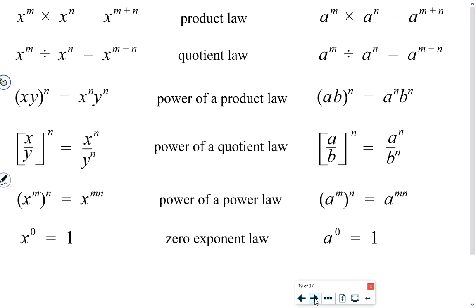So those are all of the exponent laws, and it doesn't matter what letters we use as long as the rule is consistent. In other words, for example, in the product and quotient laws, the bases are the same.